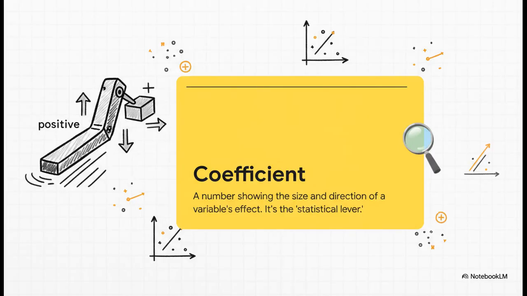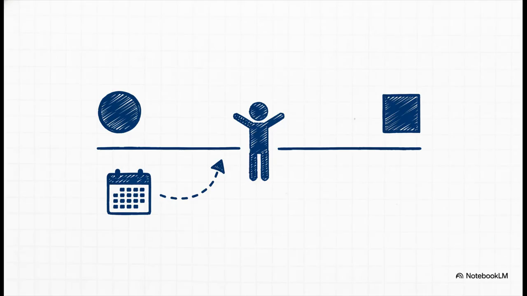Let's start with the most important number in that whole table, the coefficient. The easiest way to think about it is like a statistical lever. It tells you exactly how much the outcome changes when you pull on that one specific lever. And the sign, whether it's positive or negative, tells you which direction the outcome moves. So to put it in plain English, a coefficient lets you make a sentence like this. You can say, a 1-year increase in age is associated with this specific change in ideology.